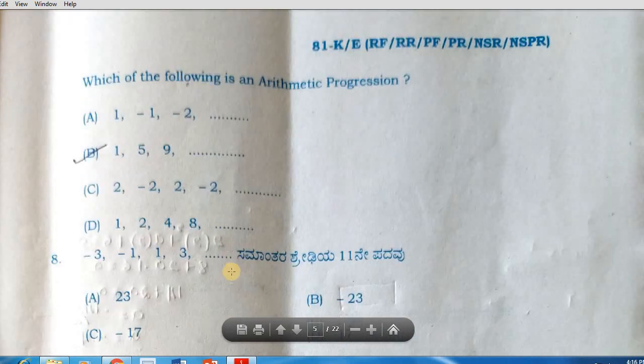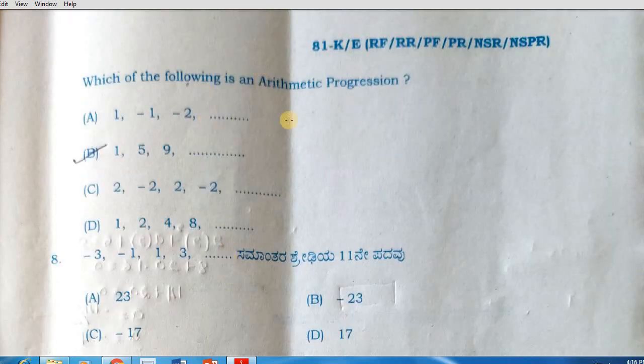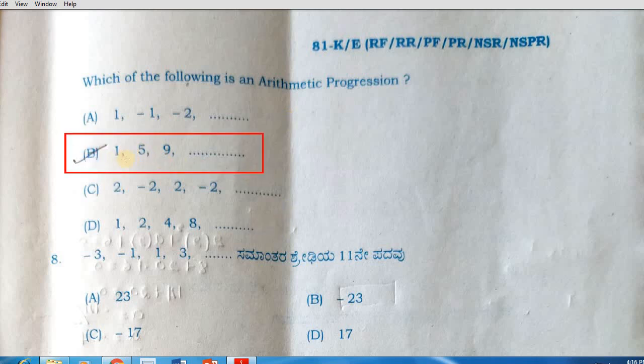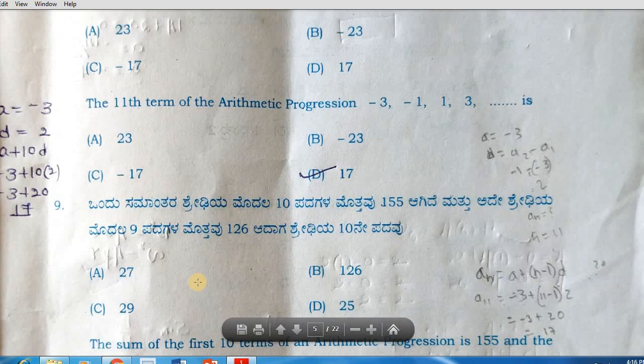Next question, children. Which of the following is an arithmetic progression? Very simple progressions they have given. Option B is right. See here, 5 minus 1, you do it, you will get 4. 9 minus 5, you do it, you will get 4. It means the common difference is 4 for this. And if you see the other progressions, you will not get the same common difference. Hence option B is right for this.